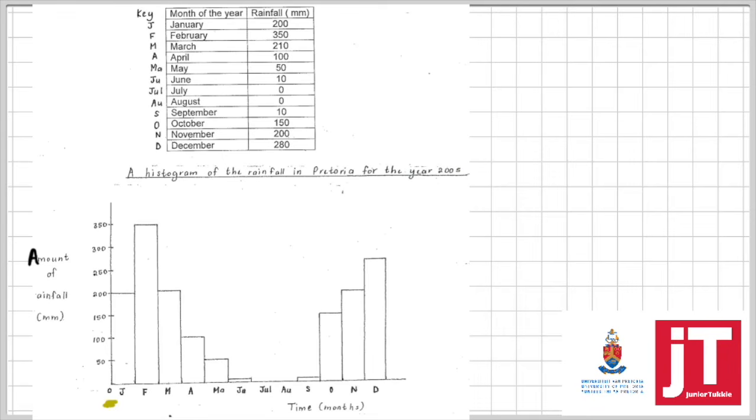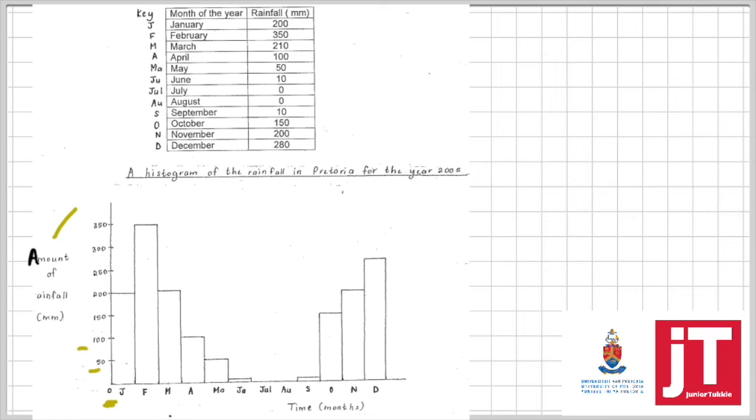So this is what your histogram will look like. There's your 0 at the origin. There's your 50, 100. Your scale points are clear. Your multiples, they go up, multiples of 50. Then there's no spaces between the bars. And then you have your unit, amount of rainfall. Not just rainfall, what you're measuring.